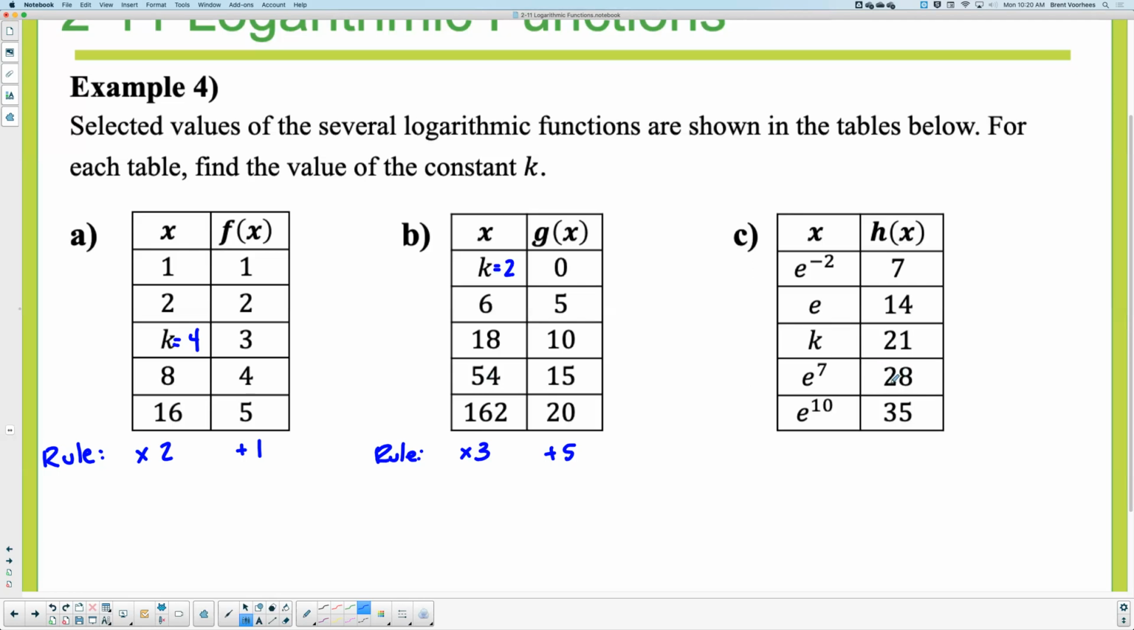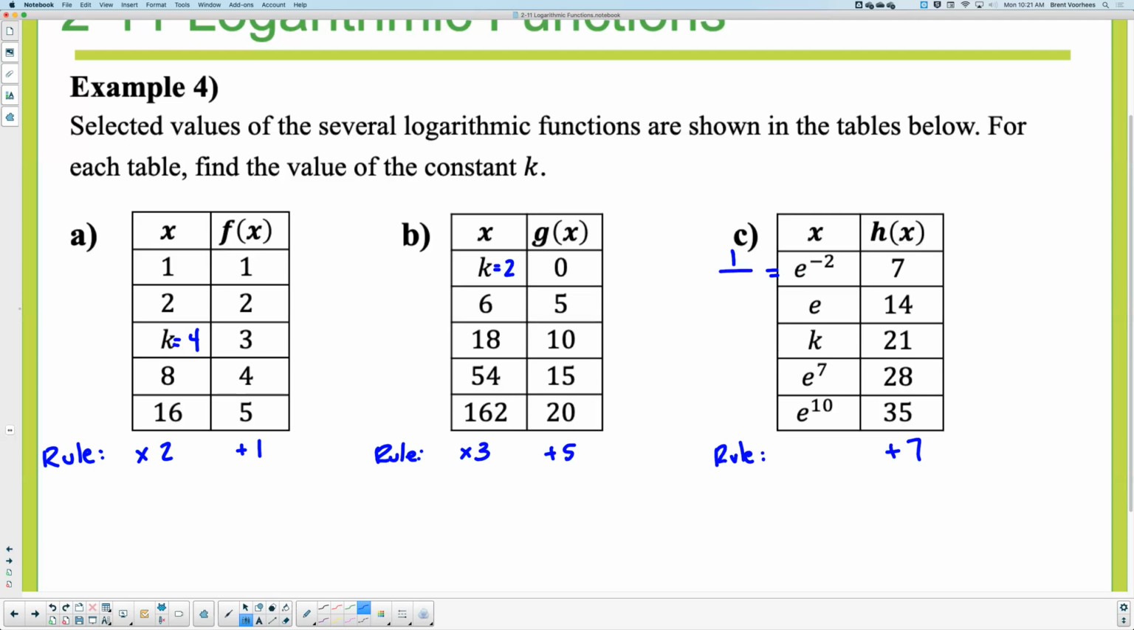Okay, let's look at part C. Oh, this one's interesting. Let's again start with the simple. What's happening to my h's? They're adding 7. Okay, let's see what's happening over here. E to the negative 2. Do you remember what that means? E's the natural, right? 2.71. It is roughly 2.71, but you remember what it means to have a negative power? Oh, it's the fraction. You could do the reciprocal.